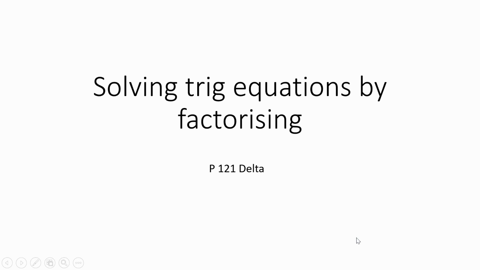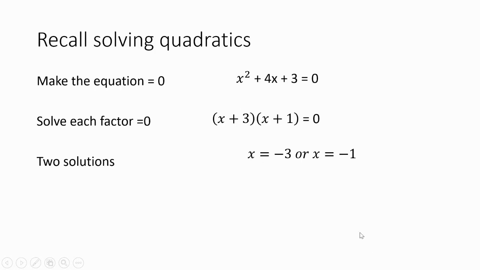We're going to solve trigonometric equations by factorising. This is on page 121 in the Delta textbook. If you remember, when we do quadratics, what we do is we make the equation equal to 0, solve for each factor, and get two solutions.